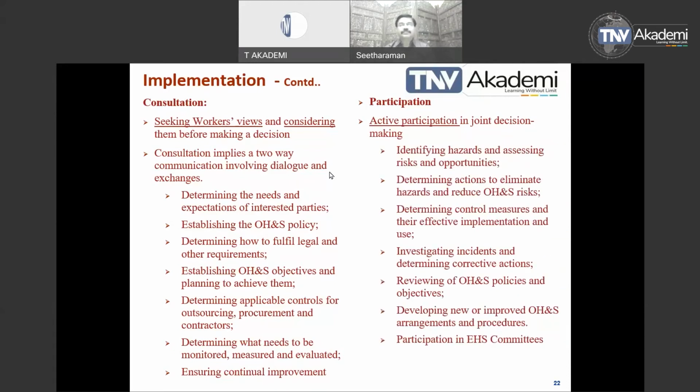In participation, identifying hazards and assessing the risk and opportunity. This is very, very important. HIRA, hazard identification and risk assessment. There, worker participation is very important.